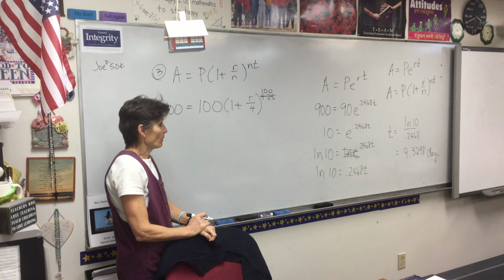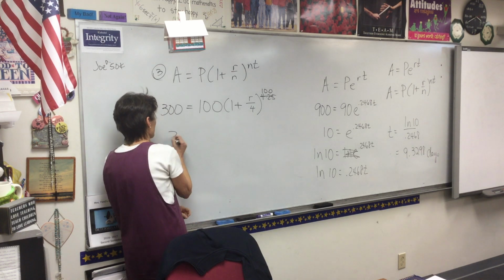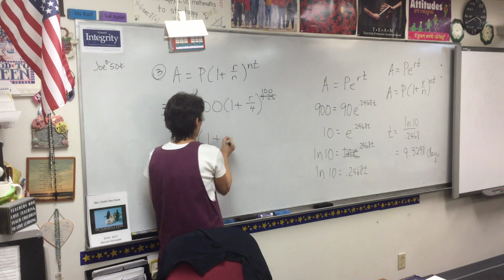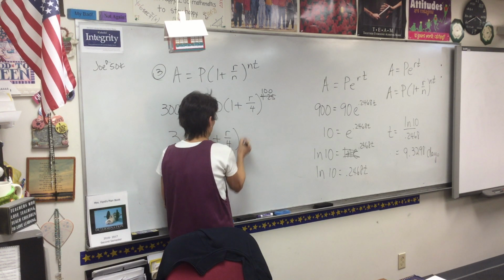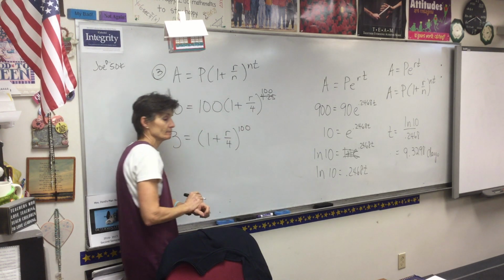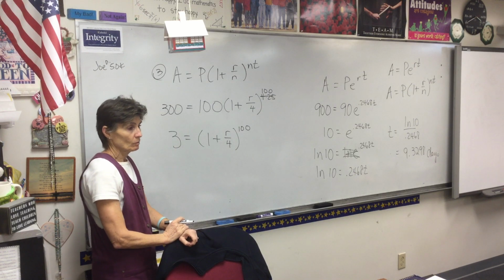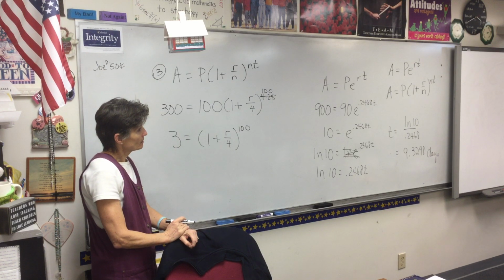What's the first step always? Divide by 100. So we're gonna have 3 equal to 1 plus R over 4 to the 100th. Oh my Lord. What are we gonna do?